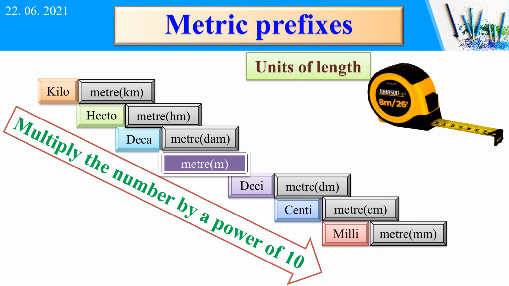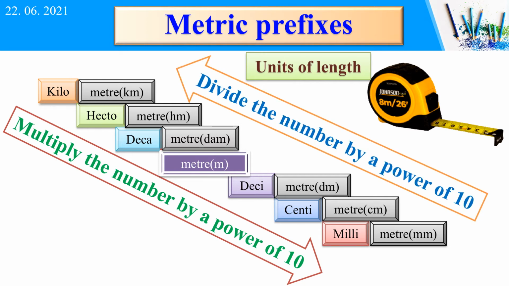Likewise, if you want to convert a smaller unit to a larger unit, for example, if you want to convert millimeter to meter, we are moving from a smaller unit to a larger unit, which means we are stepping up. So we have to divide the number by a power of 10. For each step, we have to divide the number by 10.